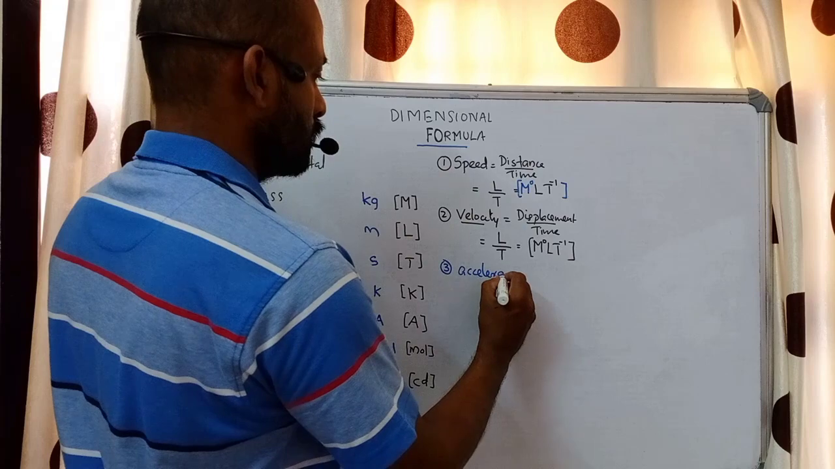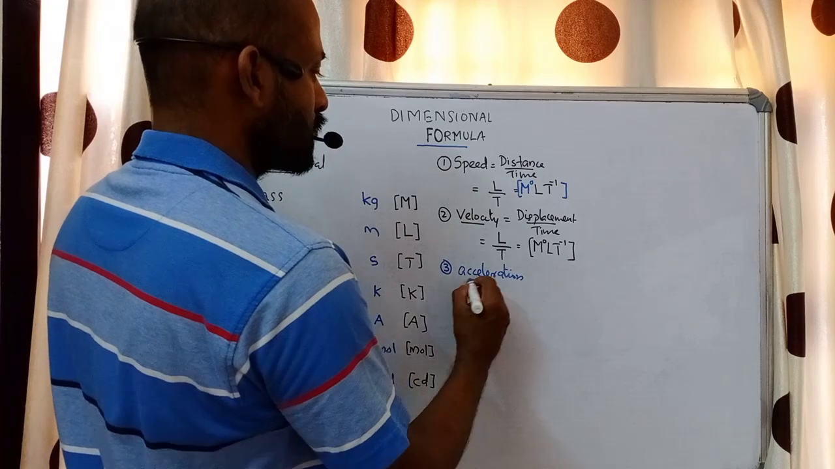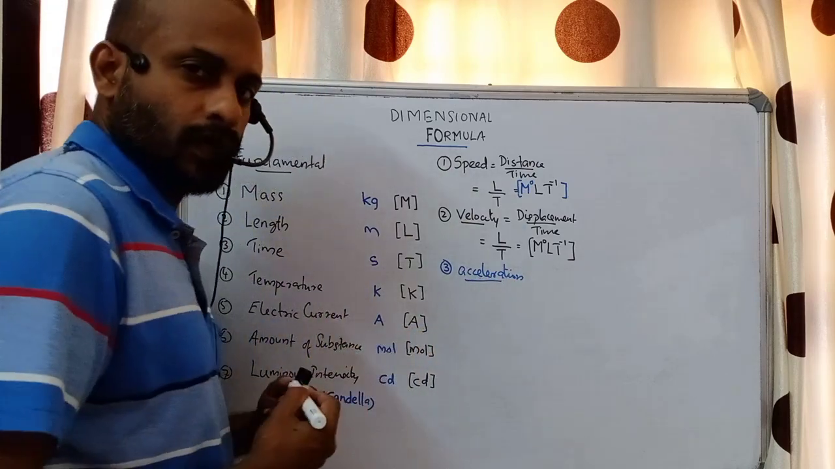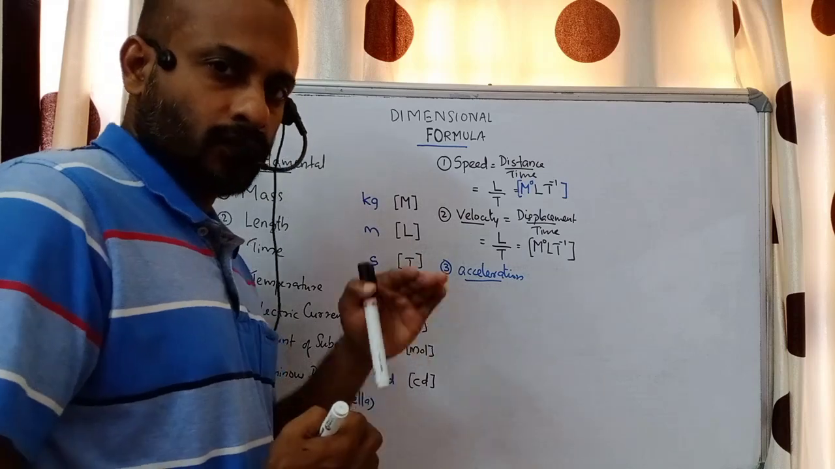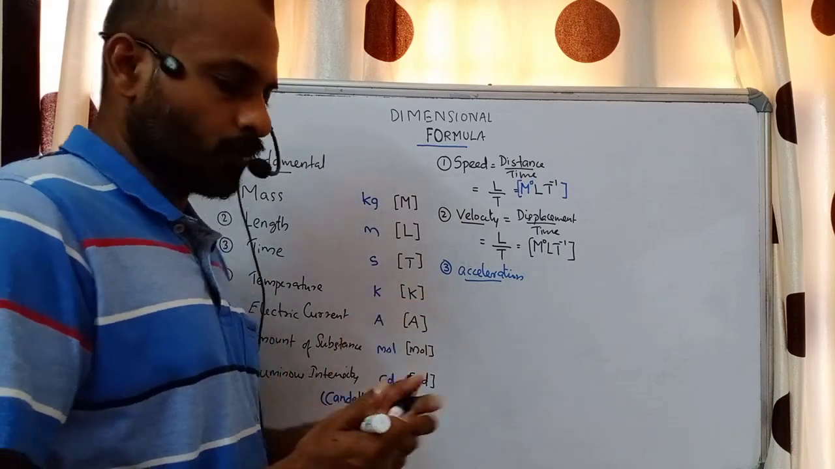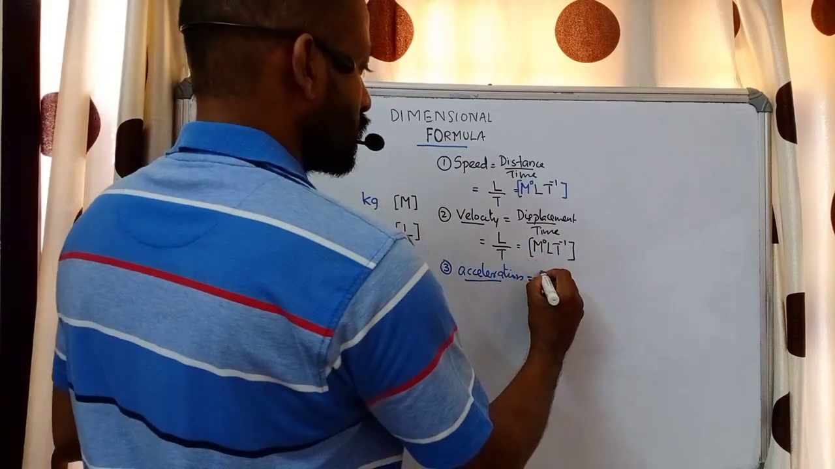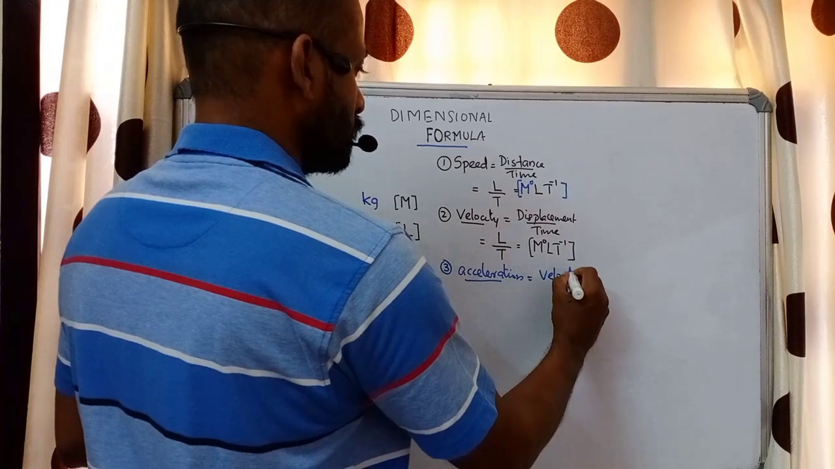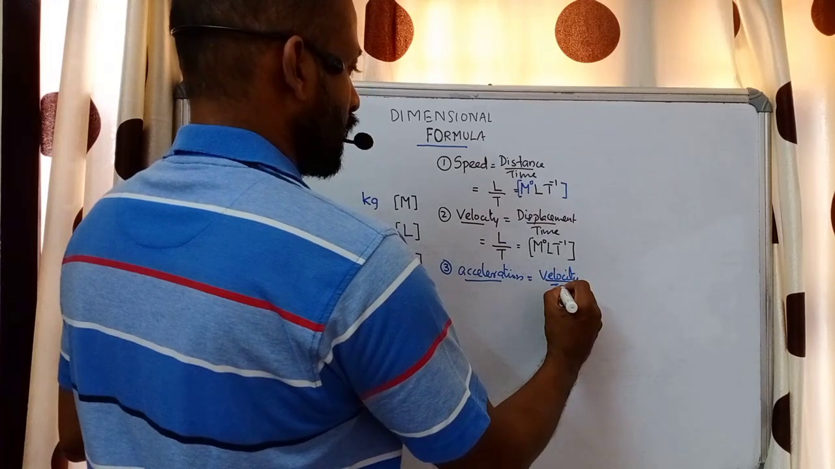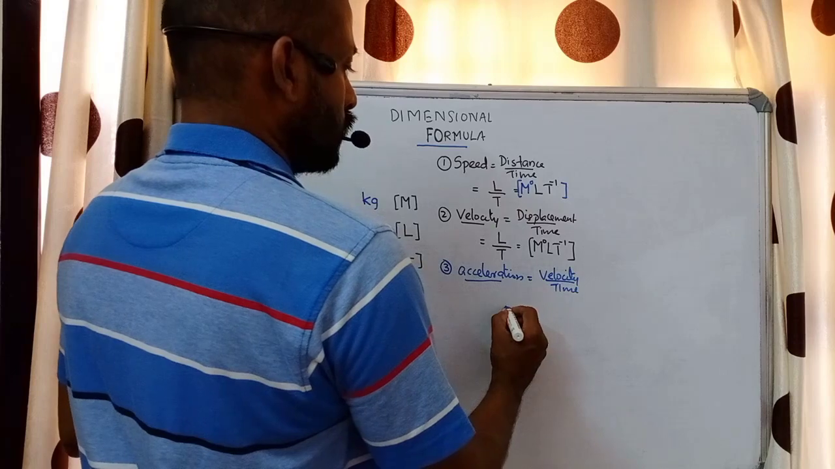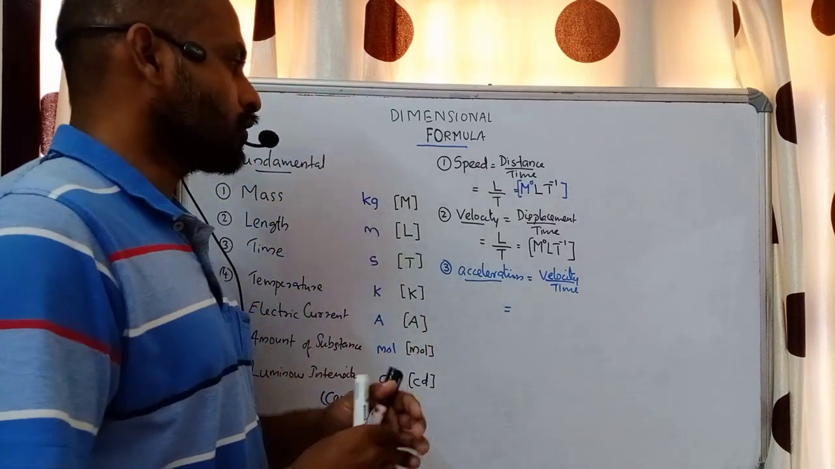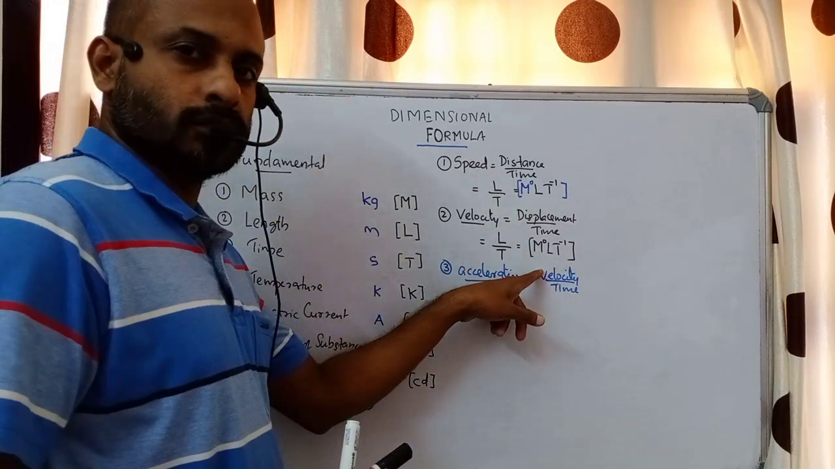Acceleration. So we know what acceleration is: change in velocity by time. Or simply we can take velocity by time. So the equation is velocity by time. Now, if you already know the dimension of velocity, directly we can substitute.